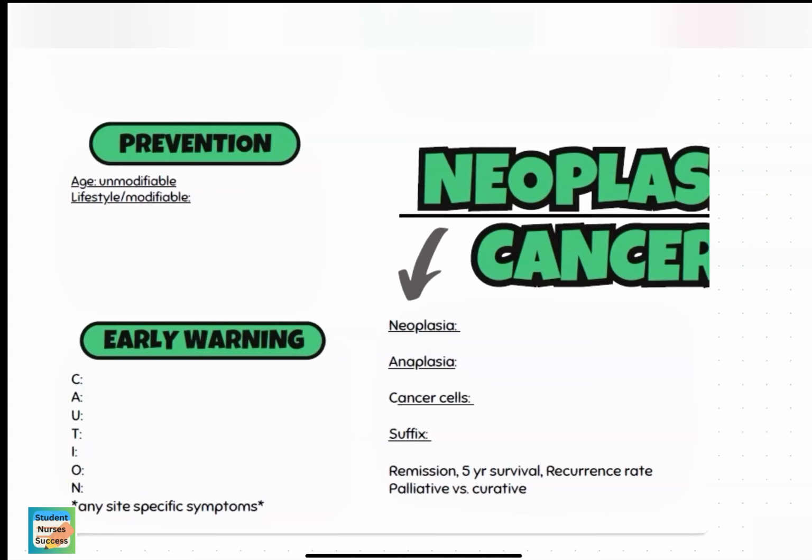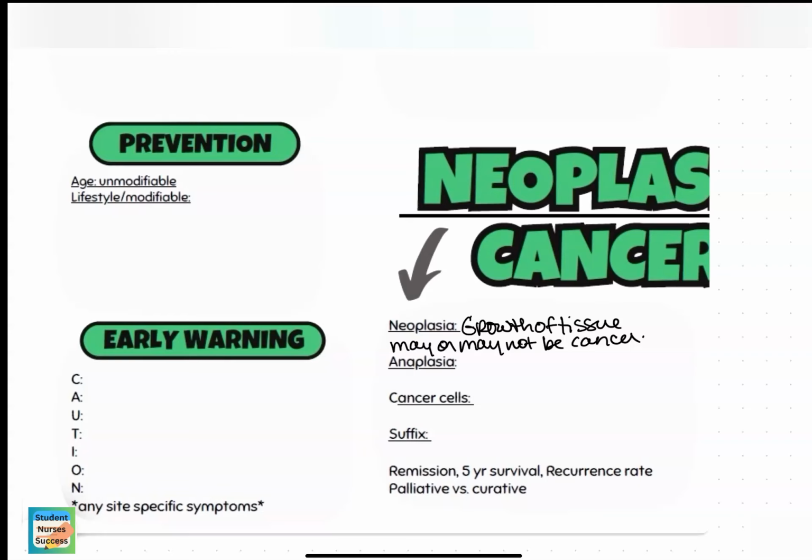Now, neoplasia is the term that means growth of tissue. The thing about neoplasia is that it may or may not be cancer. The term itself just means that tissue has been growing.